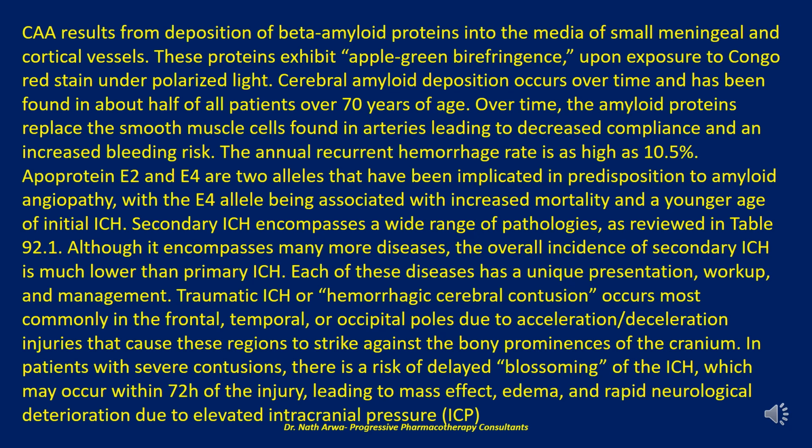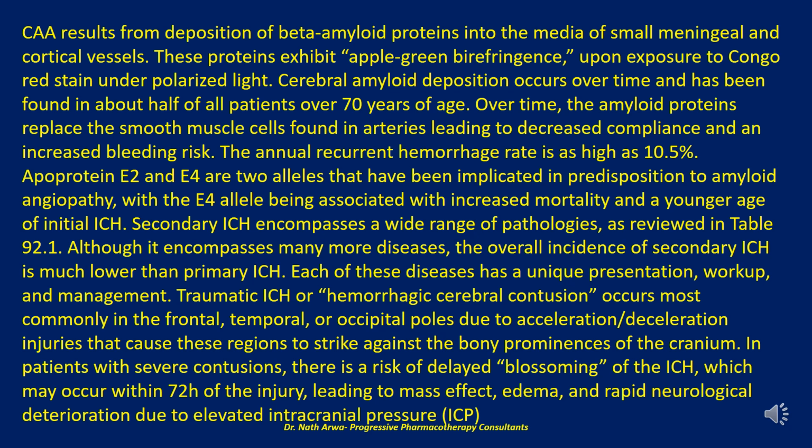Cerebral amyloid angiopathy results from deposition of beta-amyloid proteins into the media of small meningeal and cortical vessels. These proteins exhibit apple-green birefringence upon exposure to Congo red stain under polarized light. Cerebral amyloid deposition occurs over time and has been found in about half of all patients over 70 years of age. Over time, the amyloid proteins replace the smooth muscle cells found in arteries, leading to decreased compliance and an increased bleeding risk. The annual recurrent hemorrhage rate is as high as 10.5%.